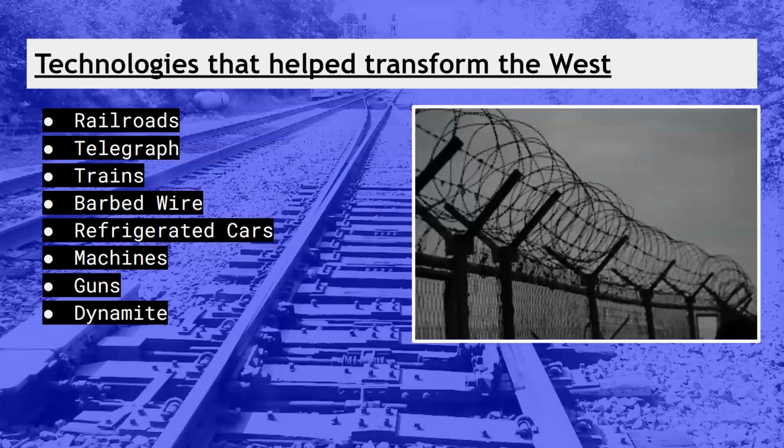If you needed to know some technologies that help transform the West, so basically these slides are just, as you're going to see, the title that is highlighted in white, maybe questions that you'll see, and then here's some things you can back it up with. So railroads, telegraph, train, barbed wire, refrigerated cars, machines, guns, and dynamite, all of those things. Some of them were found from resources that they could find in the West that helped create industries there. Or maybe they were things that were already found in the East, but they helped people get to the West.